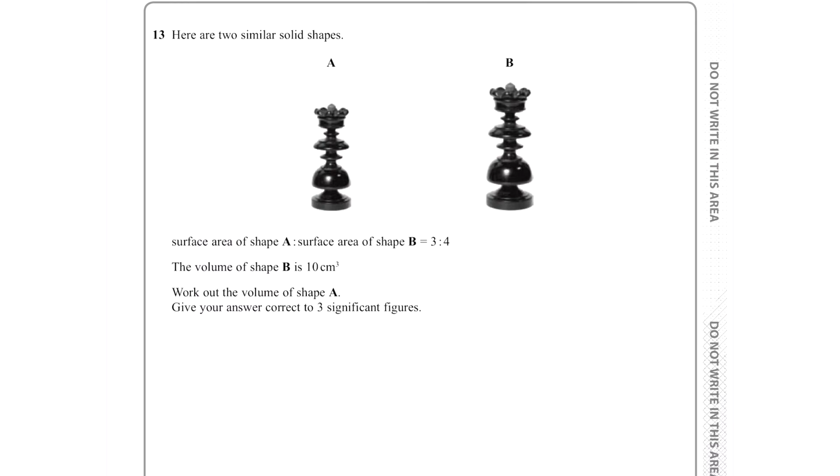Here are two similar solid shapes. Surface area of shape A to surface area of shape B is 3 to 4. The volume of shape B is 10 centimeters cubed. Work out the volume of shape A. Give your answer correct to 3 significant figures.